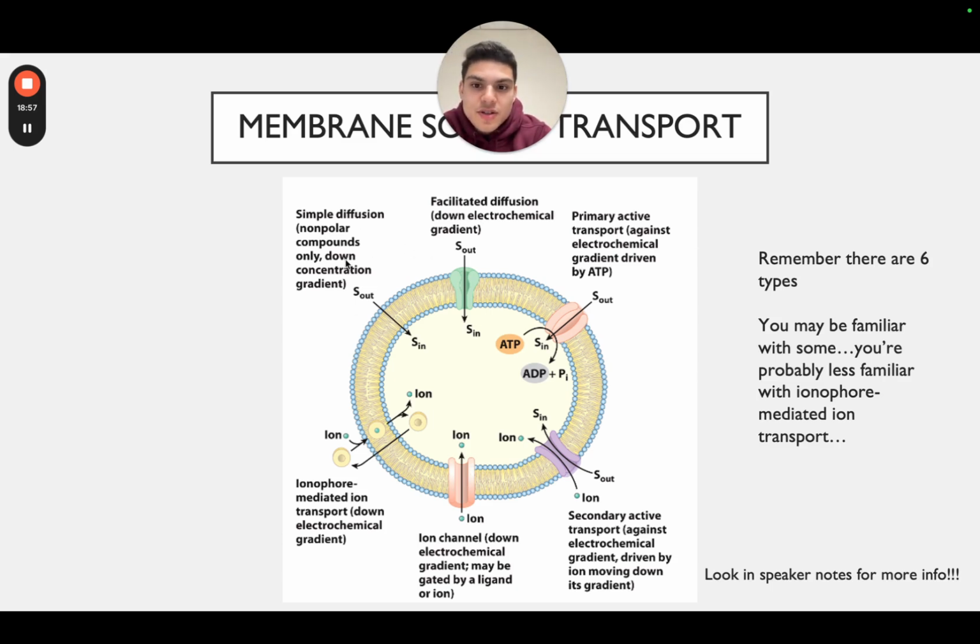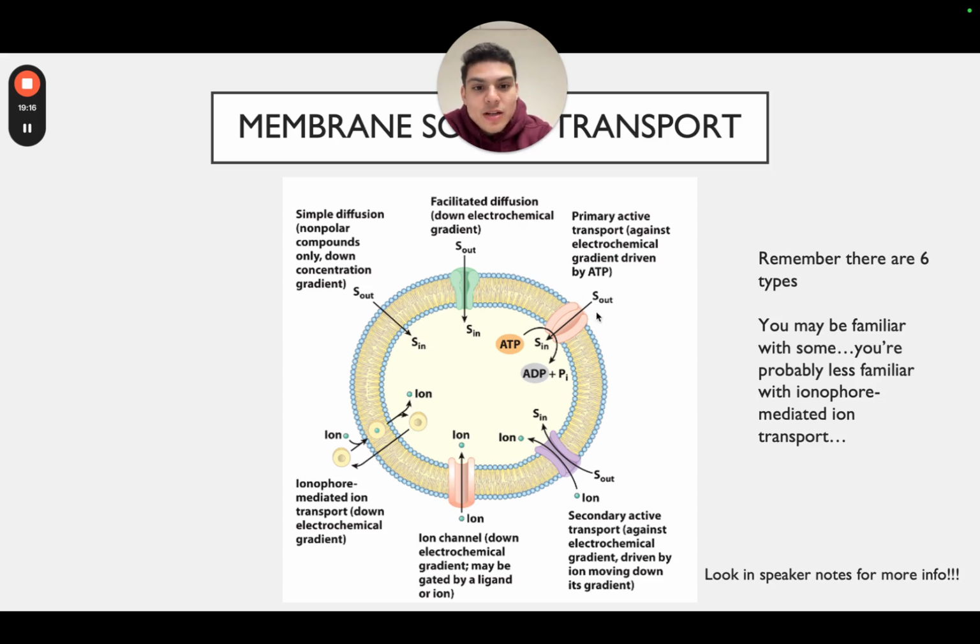There's simple diffusion, that's just simple, like gaseous exchange, where you can freely cross the plasma membrane. There's facilitated diffusion for larger molecules or for ions that can't transfer on their own, so they need a protein to help, and that's what facilitated diffusion is. It doesn't use ATP, just the protein. It naturally goes down its electrochemical gradient.